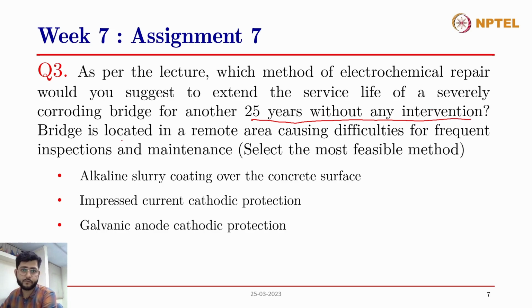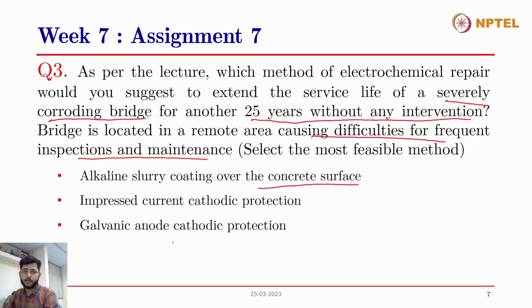Without any intervention for 25 years, and the bridge is severely corroding. The bridge is located in a remote area, causing difficulties for frequent inspections and maintenance. Select the most feasible method: alkaline slurry coating over the concrete surface, impressed current cathodic protection, galvanic anode cathodic protection.